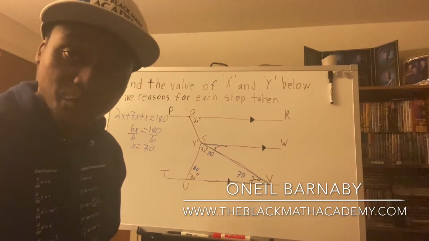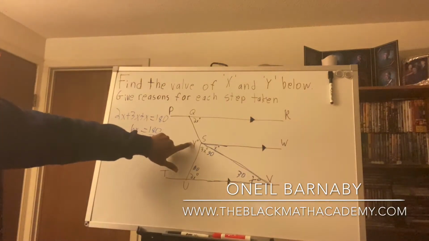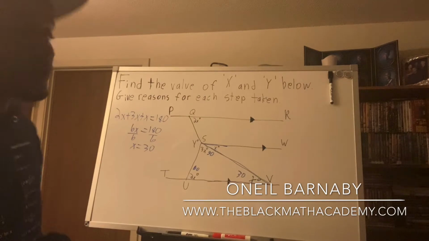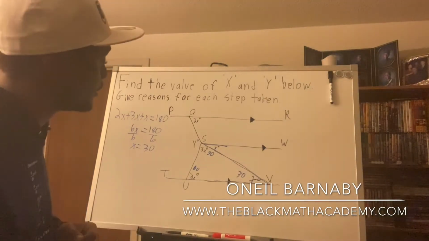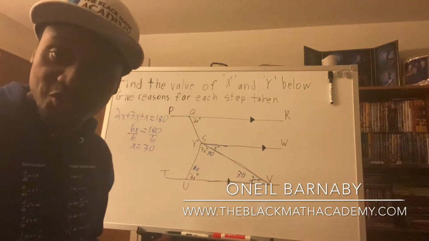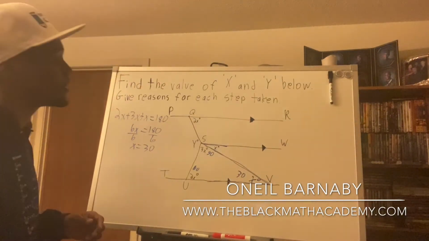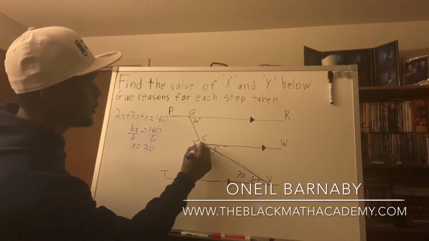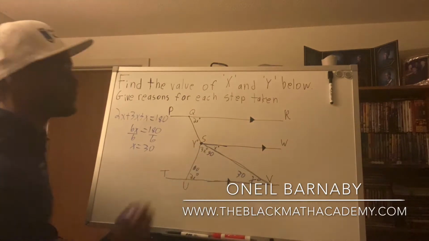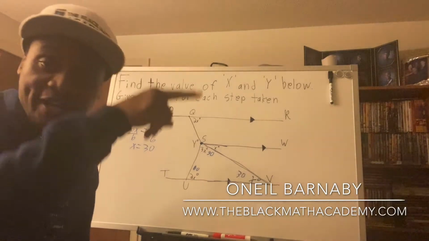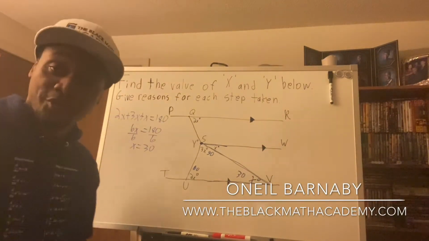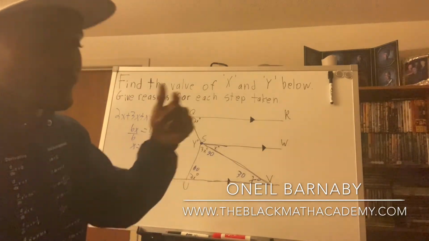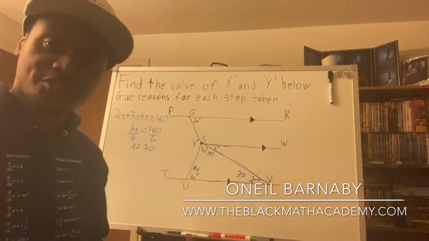Now we have to get the value of y. So here's y right here. I can think of two ways to go about getting it, but I'm going to deal with just one method for now. If you notice, you have a point right here, and you have angles surrounding that point. There's a theorem in geometry that says that when you have angles surrounding a point, those angles add up to 360 degrees.